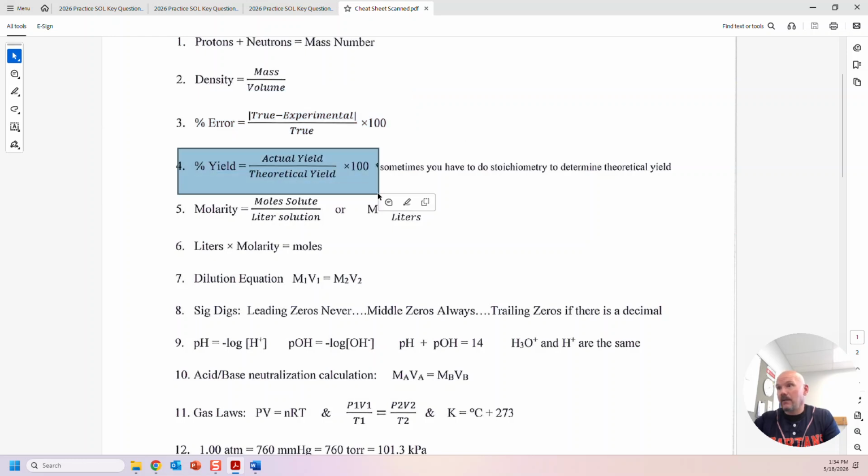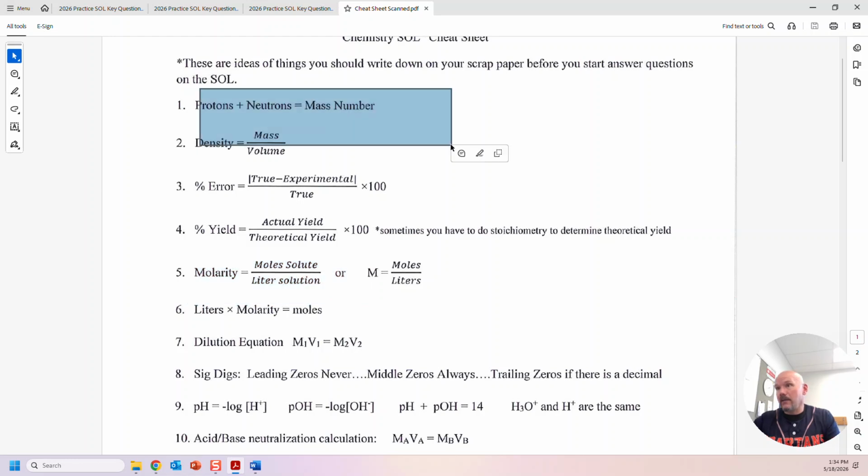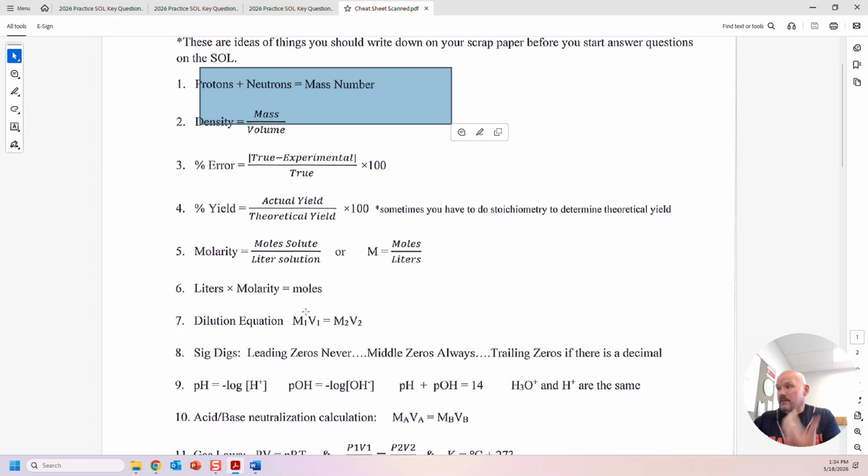You're going to have to calculate percent yield. You're going to have to calculate molarity. You're going to have to calculate mass number, right? You're going to have to do all this stuff, right? But you don't get the stuff on the back of your periodic table that you're used to. You don't get the formulas. You need to know the concepts, right?